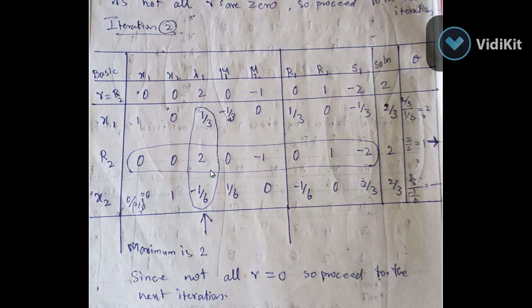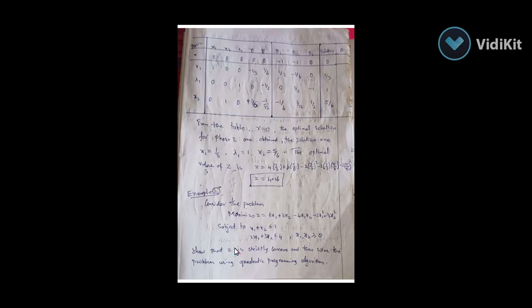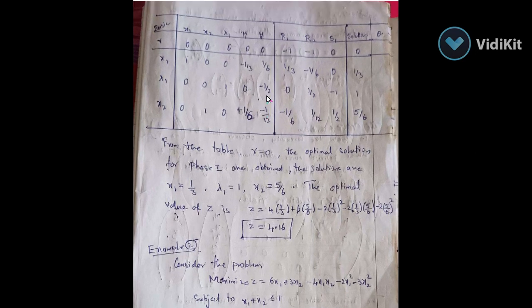Now again, as the usual technique, I have to make this entry become 1 and the remaining entries become 0. So I have to proceed further, right? So think about this. Here I'll make that entry 1 and the remaining entries 0. In other words, this R2 is replaced by the corresponding incoming variable, lambda 1, right?